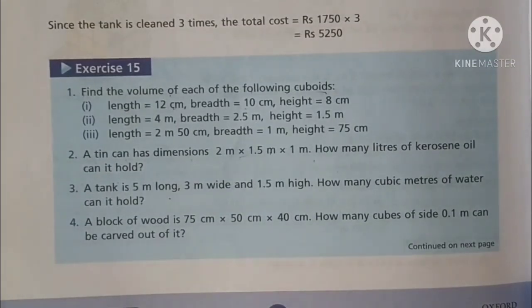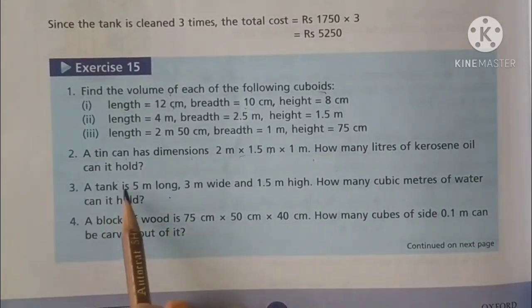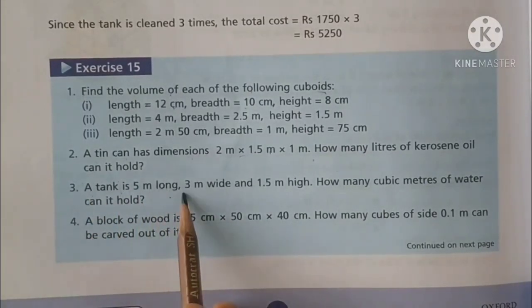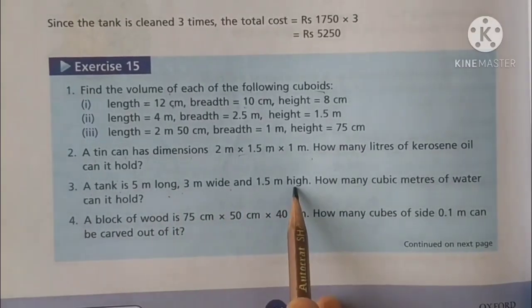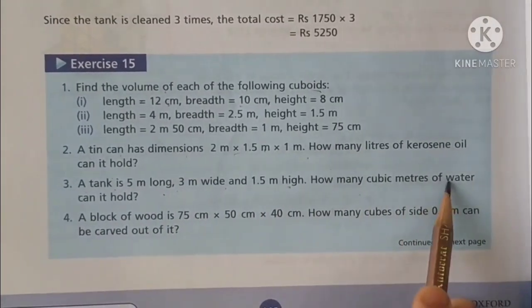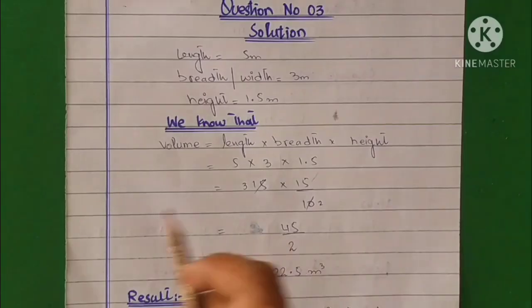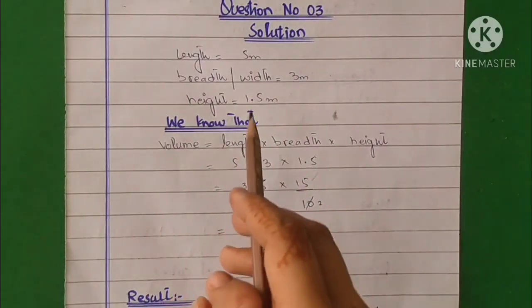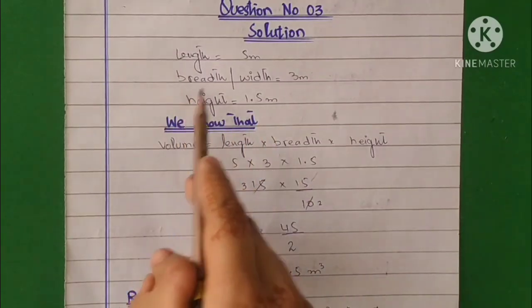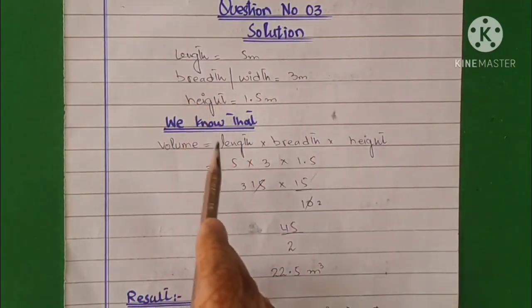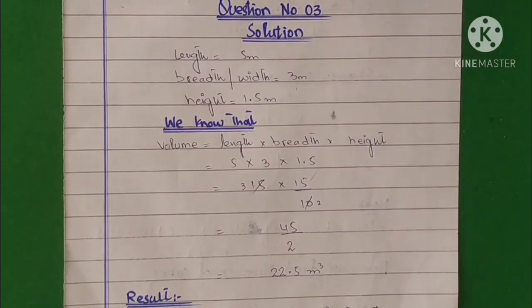Now last question of this lecture is question number 3. Statement of question number 3 is a tank is 5 meter long, 3 meter wide and 1.5 meter high. How many cubic meters of water can it hold? So solution of question number 3 is, first of all we will write the data which is given in the question. Length is equals to 5 meter, breadth or width is equals to 3 meter, height is equals to 1.5 meter.